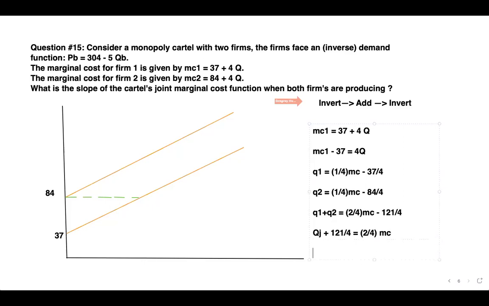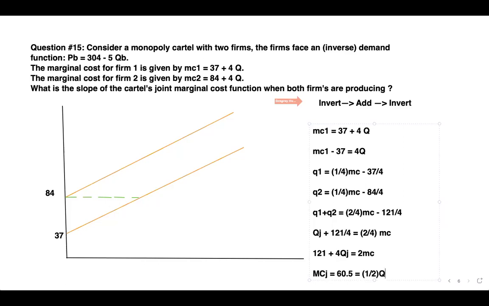And then I go ahead, I would multiply both sides by 4, right? And we'll get 121. I'm just starting to write things in a way that is going to look similar to the way we want it to look at the end. So we have 2MC. And then finally, we'll end up with MCJ is equal to 121 divided by 2. So that's going to be 60.5, right? And then 1 over 2 Q.